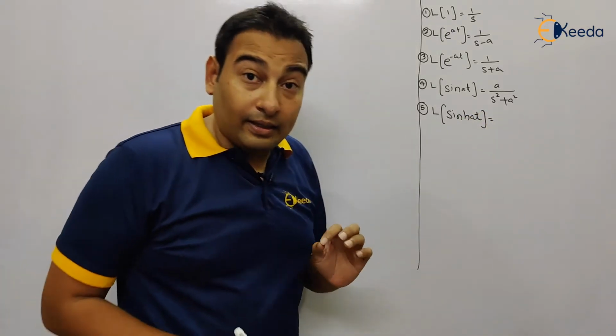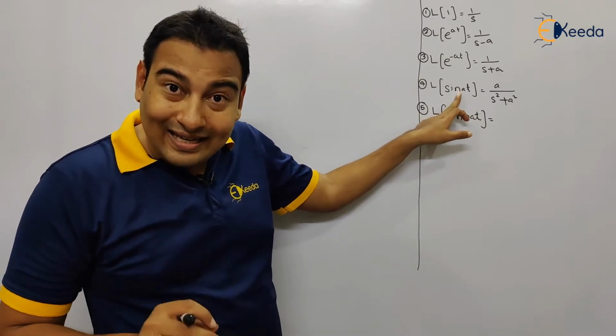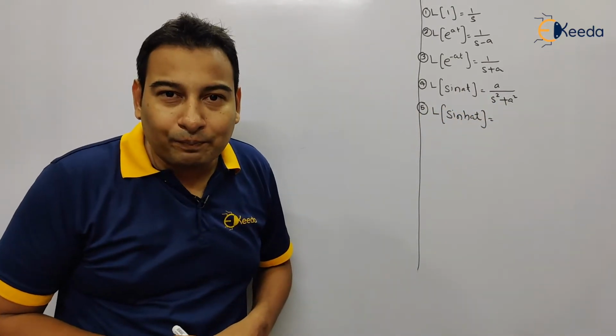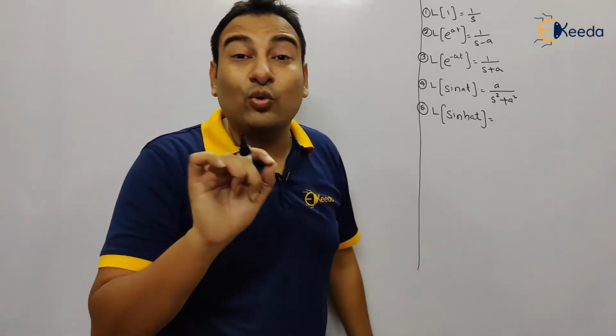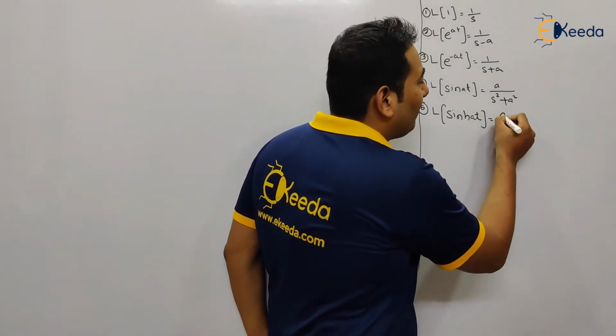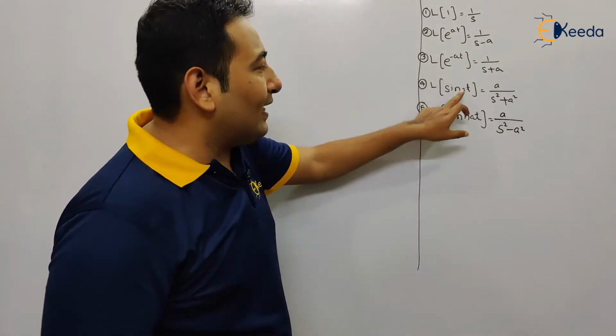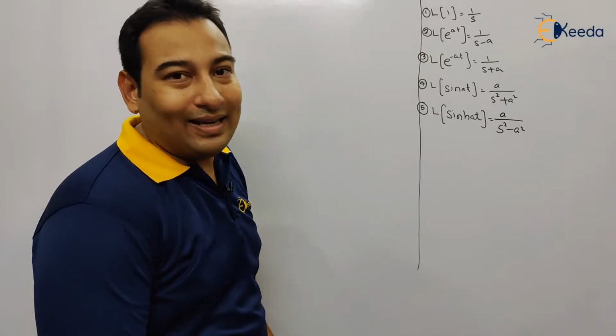So here, remember this: if it is sine, it will be plus, and if it is hyperbolic, you need to consider the minus sign. So here it will be a upon s square minus a square. For sine it is plus, for hyperbolic it is minus. Let's move on.